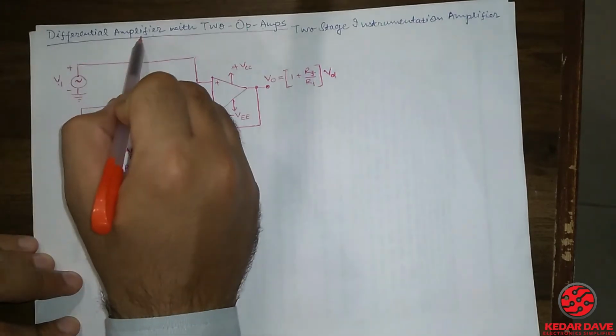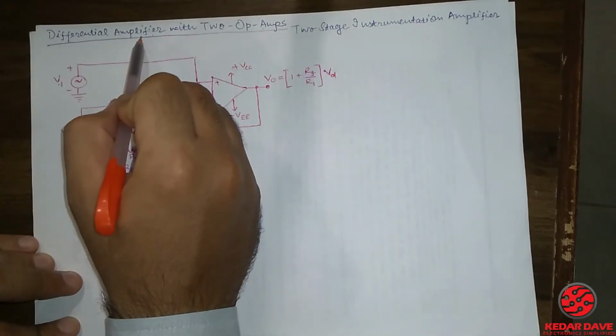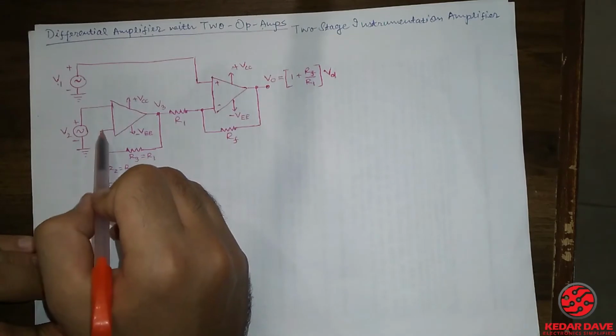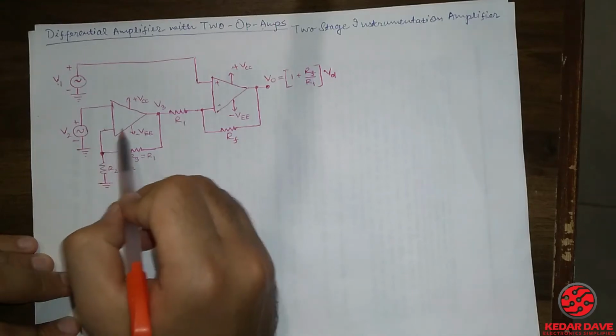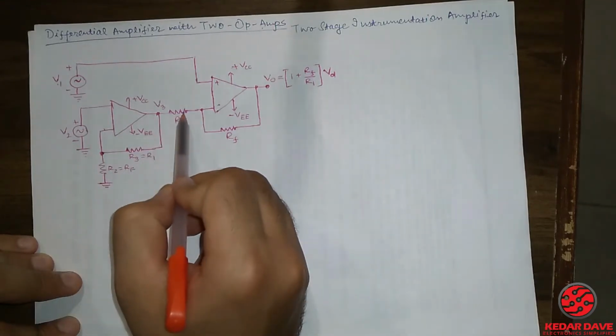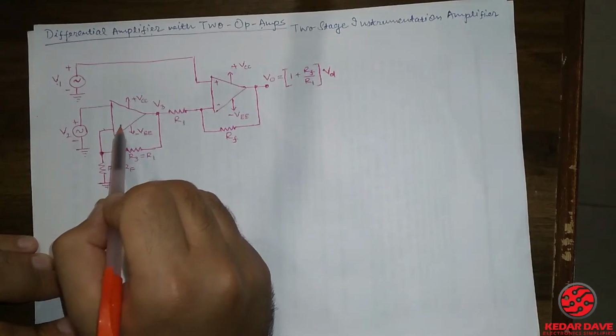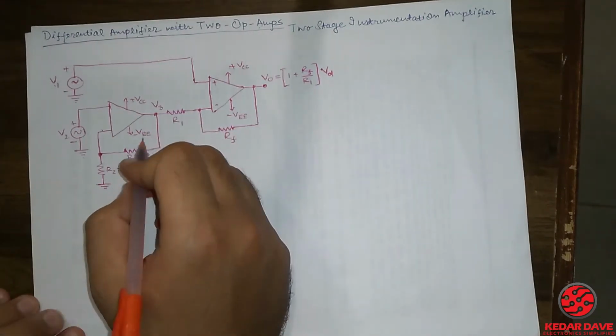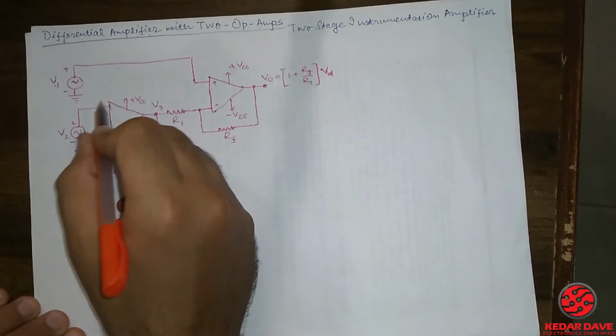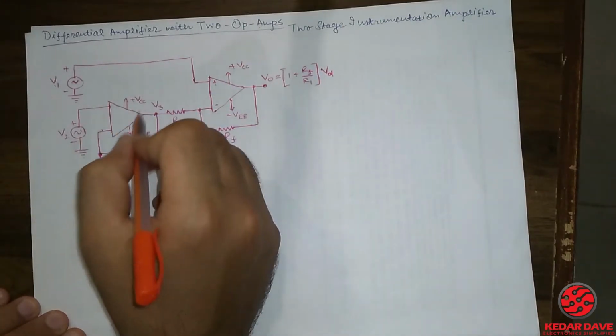The differential amplifier works on the principle of two inputs. If we apply the two inputs, whatever the difference between these two inputs will be amplified at the output terminals. So from that concept, let's understand how we find the voltage gain at the first stage.